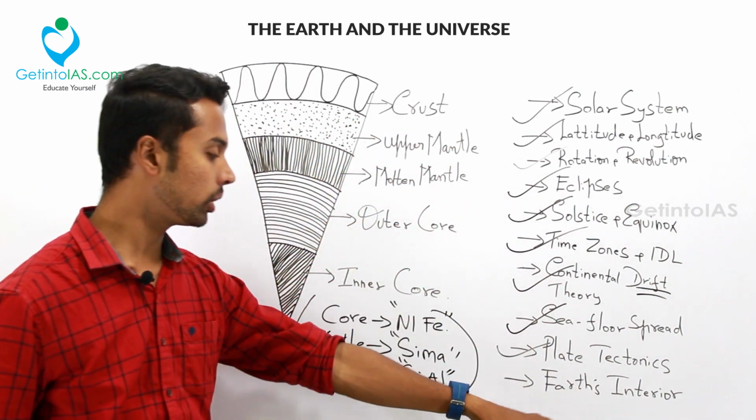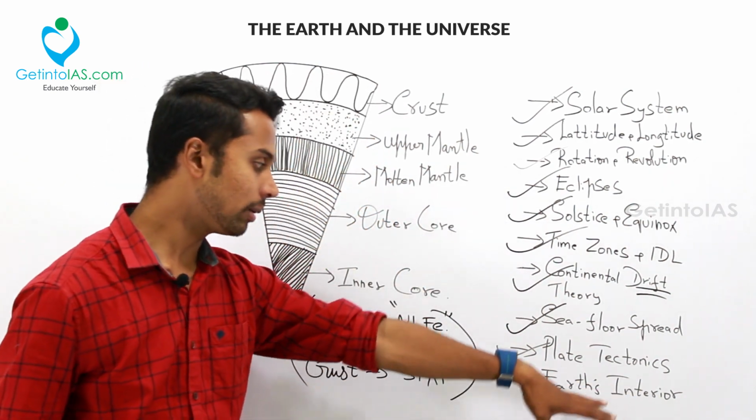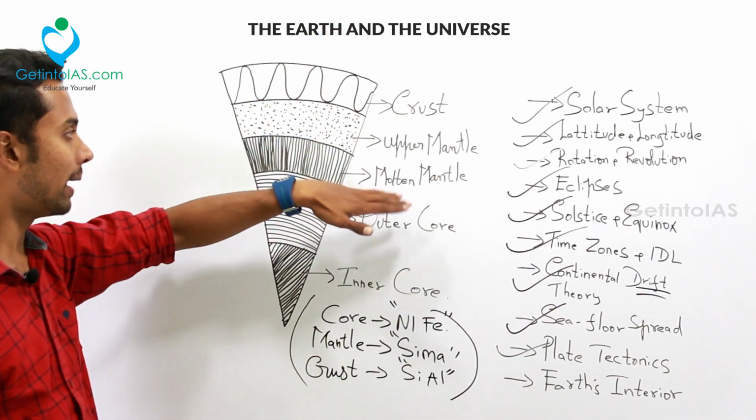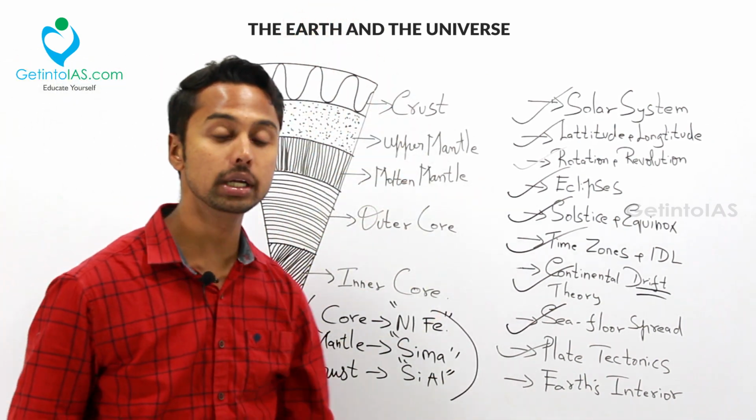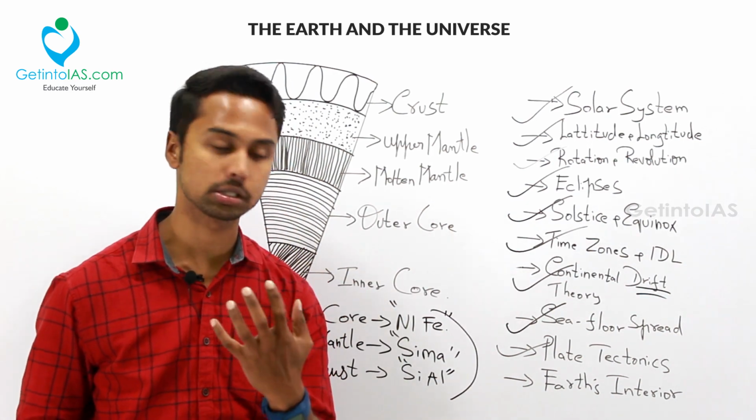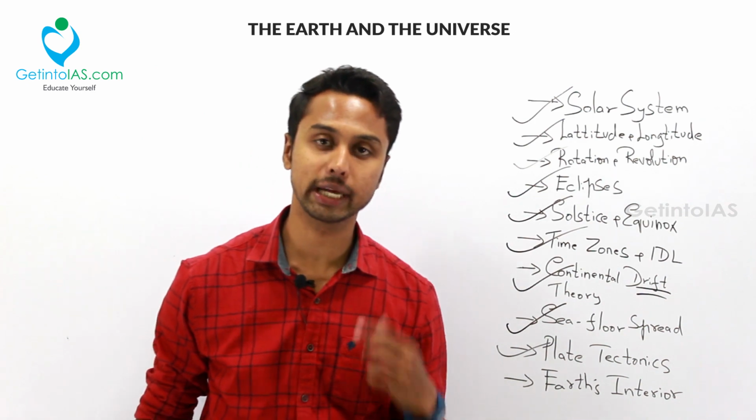Okay, so that is about your Earth's interior. When you are studying the Earth's interior and you have learned about the layers like core, mantle and crust, you should also know about the types of rocks. So the next topic we are going to see is the types of rocks.